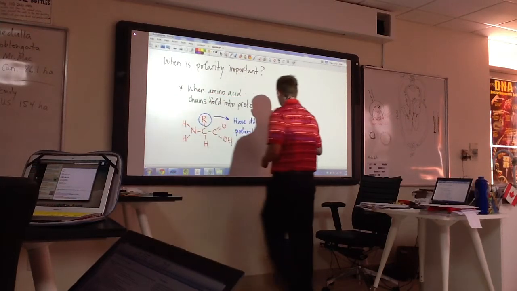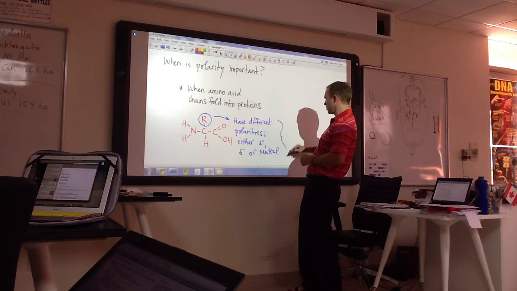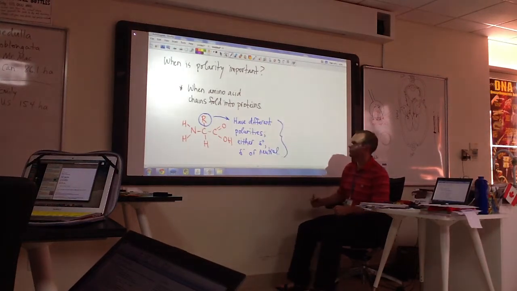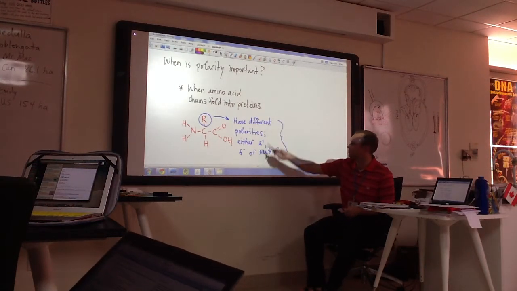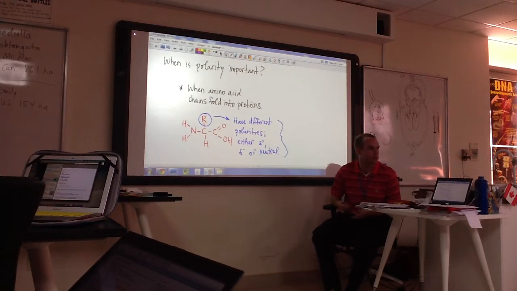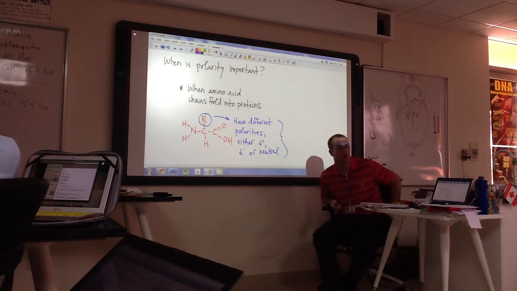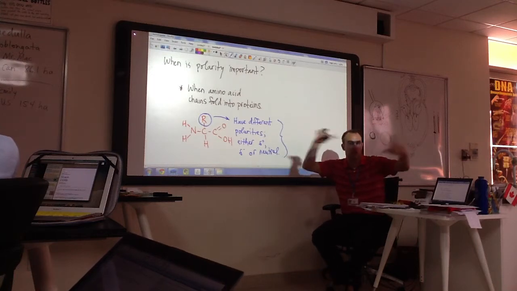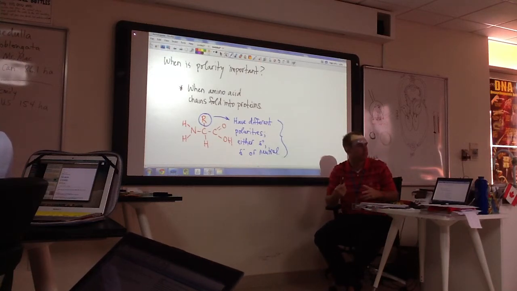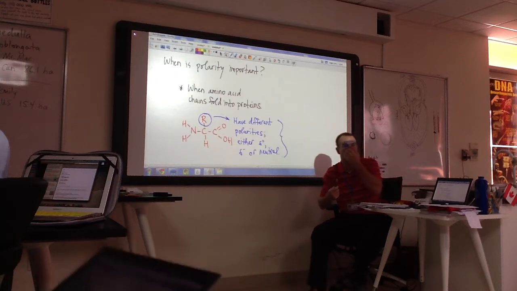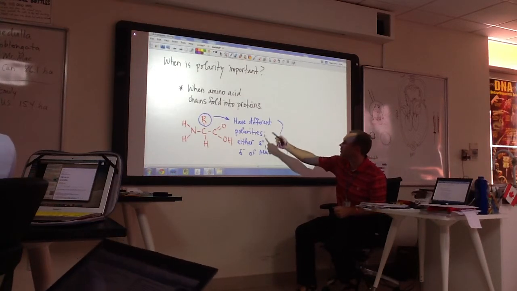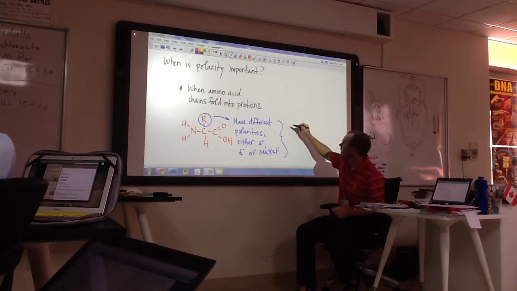What does that mean? If they have different polarities, what is that going to make happen? They can fold. Why? What's going to cause the amino acid chain to start folding up? Because opposite charges attract. Yeah, opposite charges are going to start pulling together, right? So if they have different polarities, opposites will attract.